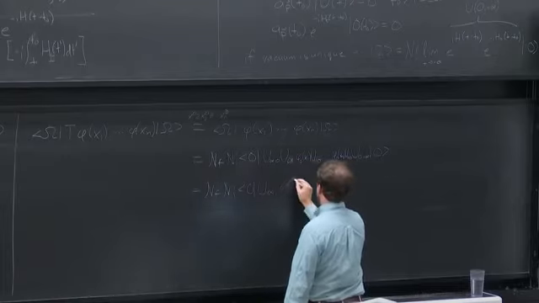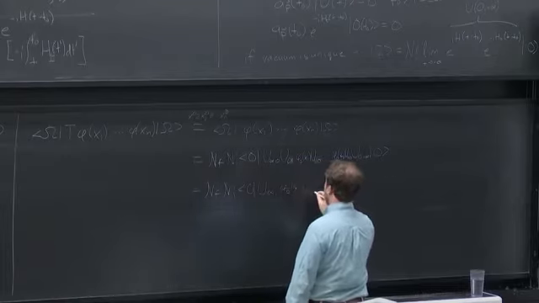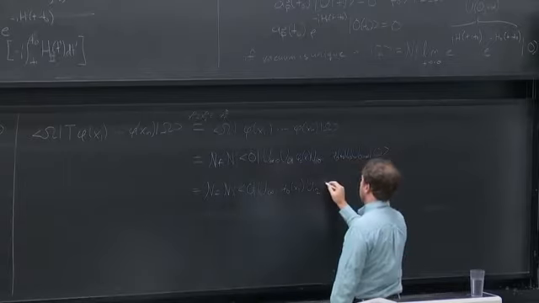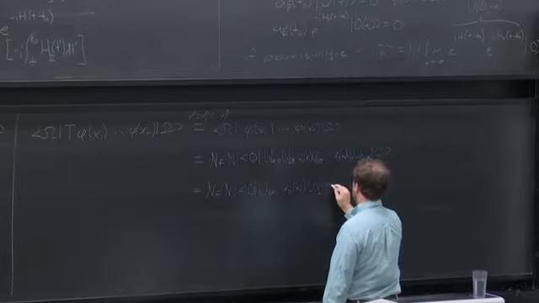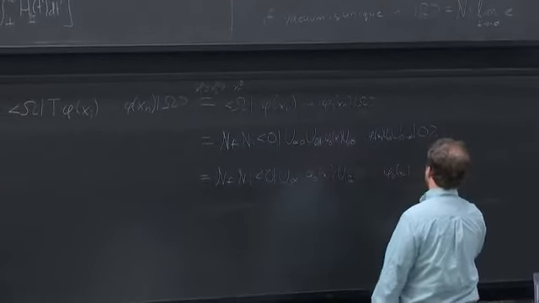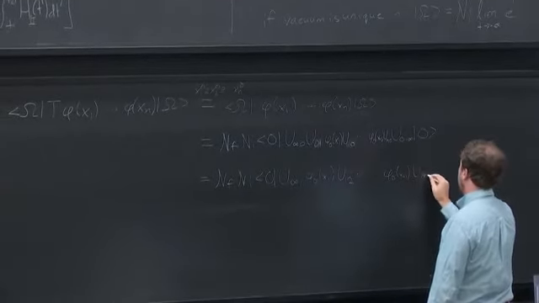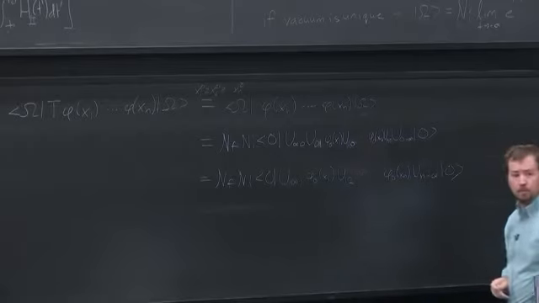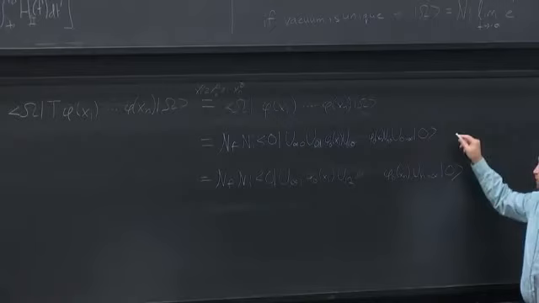phi naught x1. I'll have u 1, 2, and so on up to phi naught of xn, un minus infinity. So I've used the composition property here.